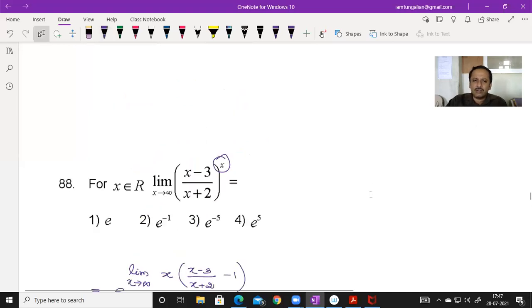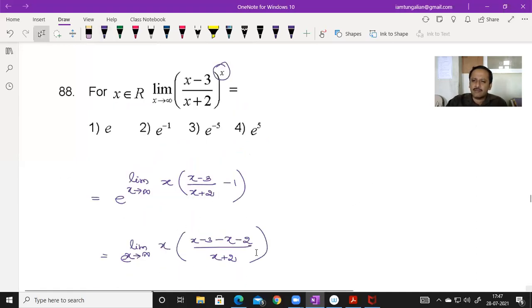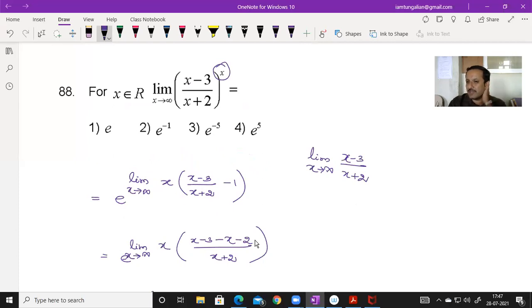Okay, so here is a doubt. How is it in the form of 1 power infinity? Observe, if I give you only this much, limit x tends to infinity x minus 3 by x plus 2, how will you solve? You will identify that both are polynomials of degree 1. So the coefficient of highest power of x in the numerator divided by that in the denominator gives 1 by 1. So this is equal to 1 and the power becomes infinity, as x is tending to infinity. So it is of the form 1 power infinity.